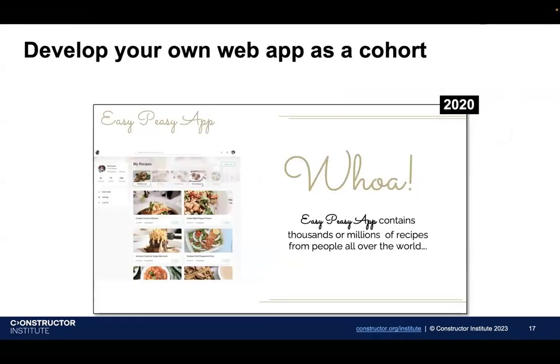And this example here is the application developed by Sarah's cohort, called Easy Peasy App. Sarah was actually at the origin of this idea. It was her idea in the first place. Needless to say, this was during COVID, and people were thinking of eating healthy food and not going out partying all the time.